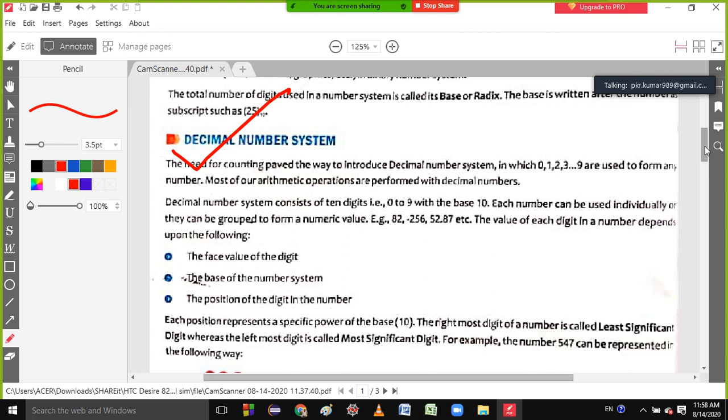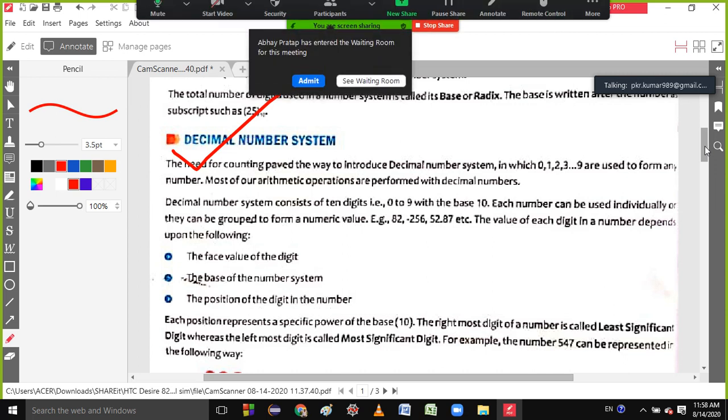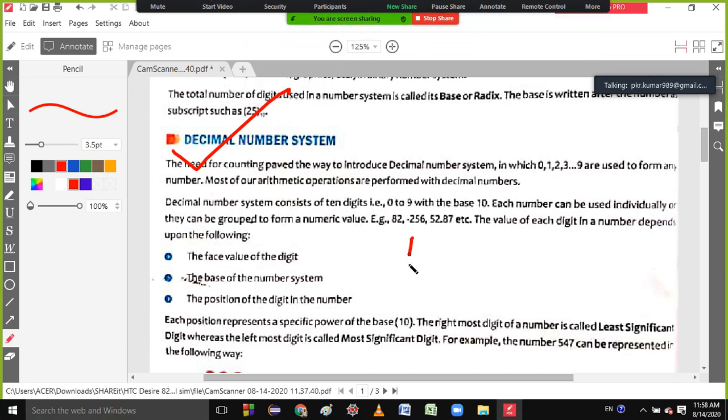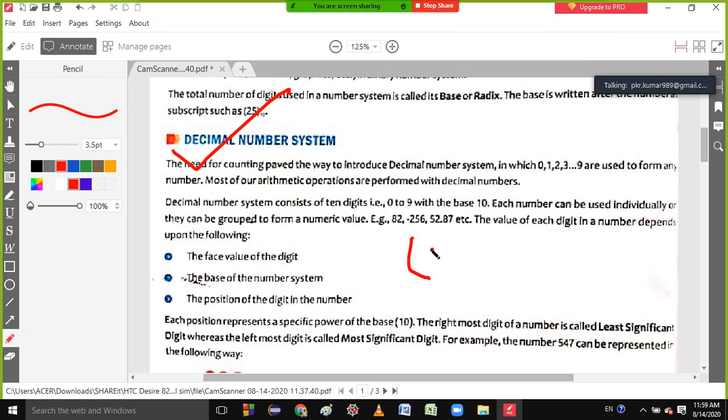So students, how will you write the decimal number? Basically you will write the decimal number with base 10. Suppose I have a number 123, then how will I write it? I will write like this, just see, 1 2 3, bracket, and here will be 10. Are you able to see this? So 123 base 10. So this is a decimal number because it has base 10 and it is made by the digits 1 to 3, which lie between 0 to 9.